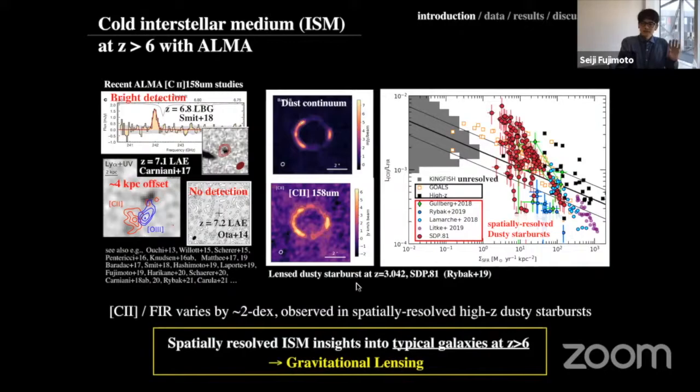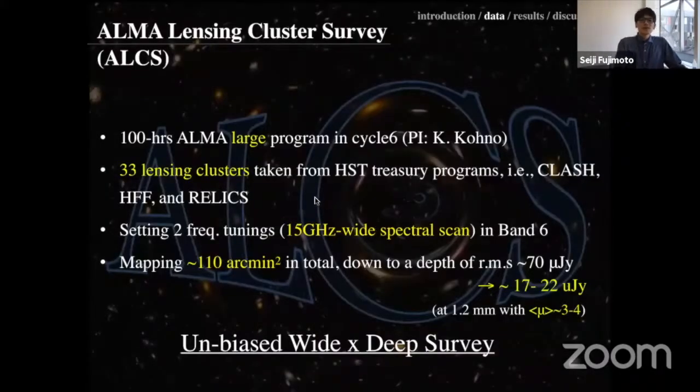To overcome such a small size and faint property of typical early galaxies, gravitational lensing is essential. So including this context, a large unbiased ALMA survey has been carried out. Using 100 hours of the ALMA large program time, we map out 33 massive lensing clusters by setting up 2 frequency tunings, which maximize the detectability of not only the continuum sources, but also the line emitters. And we achieve a total area of 100 square arcminutes with a moderate data depth, but the average sensitivity after the lensing correction is almost comparable to the previous deepest ALMA surveys.